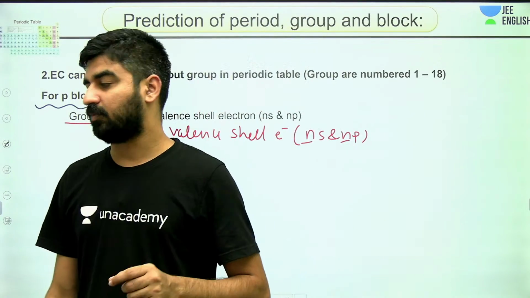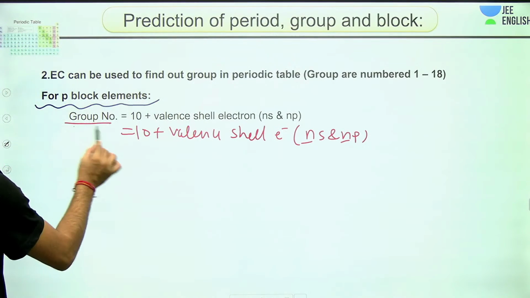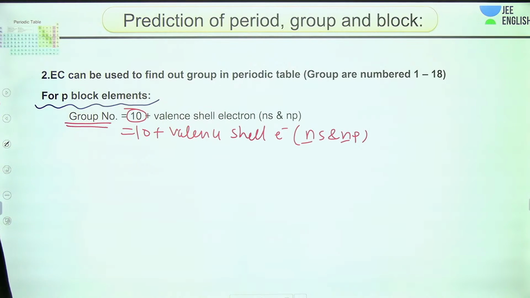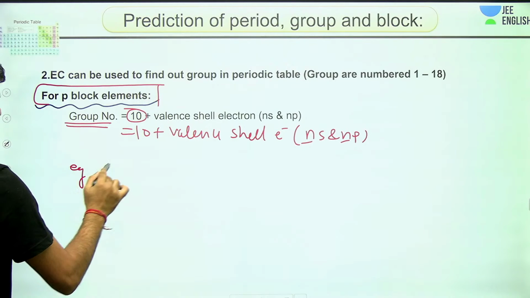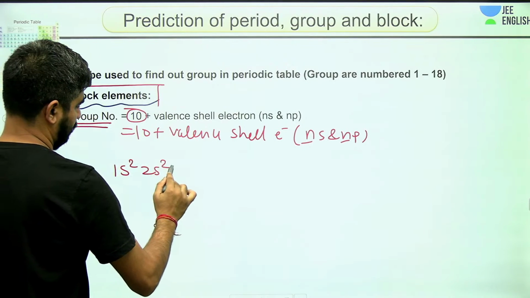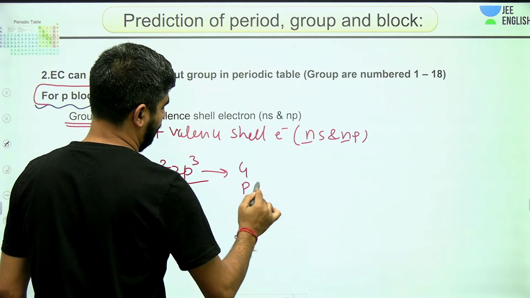So when I'm talking about valence shell, you will have this. So the group number will be 10 plus valence shell electrons. This is the rule for the p block. Suppose I'm writing, tell me the group number and period number.